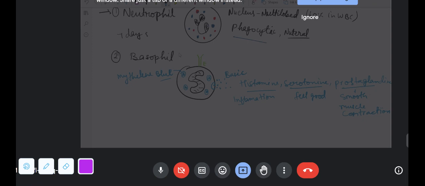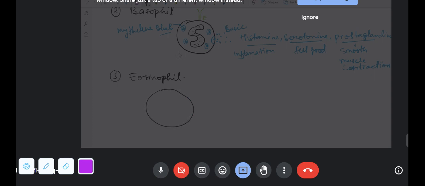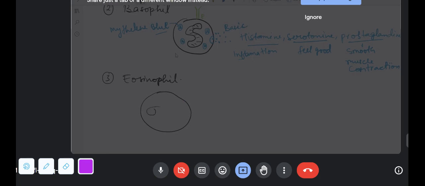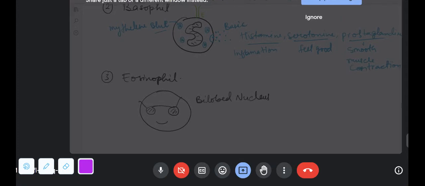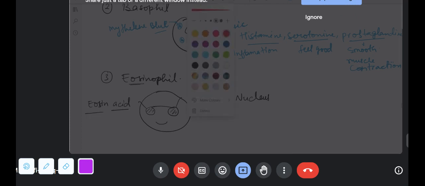Now our next is eosinophil. Eosinophil is a bilobed nucleus cell. This is your eosinophil. So this eosinophil has a bilobed nucleus. Eosinophil means it will usually stain with eosin acid, and it will give the red color, or we can say red or pink, kind of pinkish.